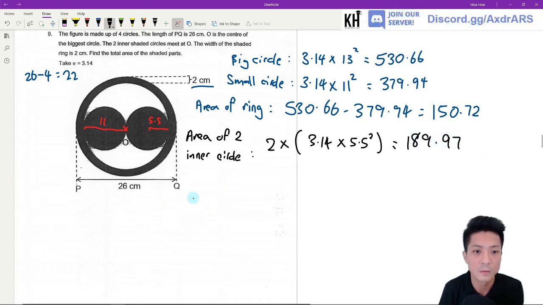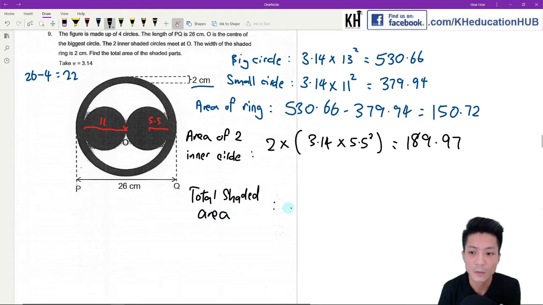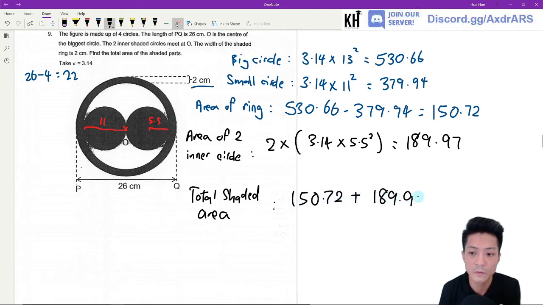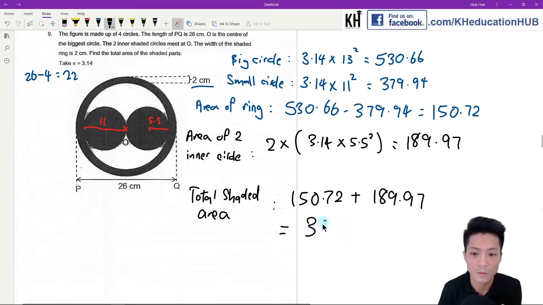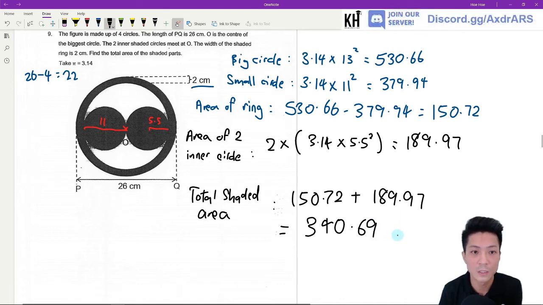189.97, which means that the total shaded area, we will just need to use the area of the ring plus the area of the two circles. It will give me 340.69. Do I need to round it off to anything? Nope. So this is the answer.